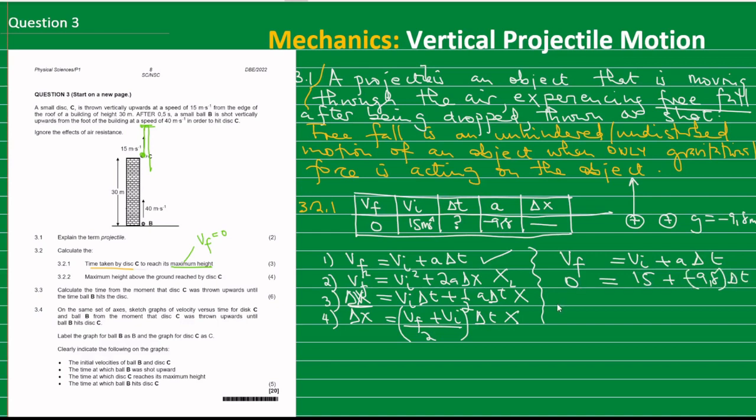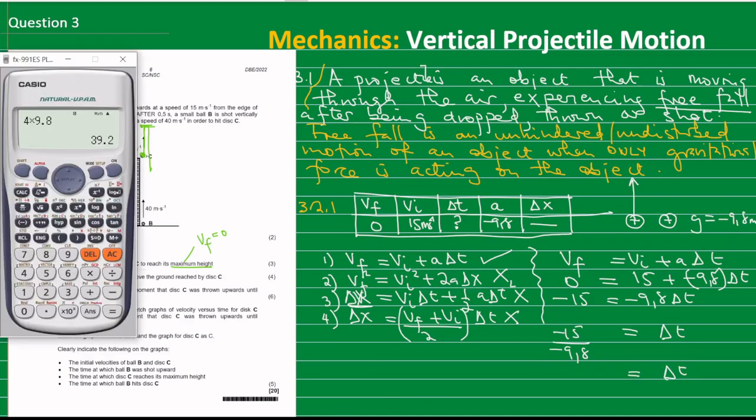So take this one to the other side: negative 15 is equal to negative 9.8 delta T. So our delta T is going to be negative 15 over negative 9.8. So our time is that. Let's work it out. Of course the negatives will cancel, so just put 15 divided by 9.8.